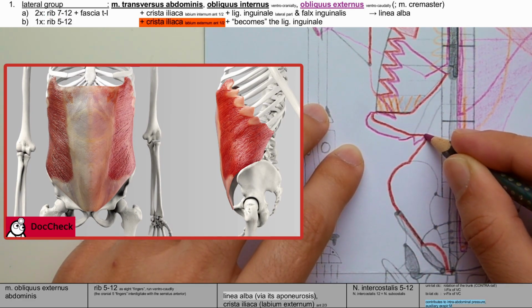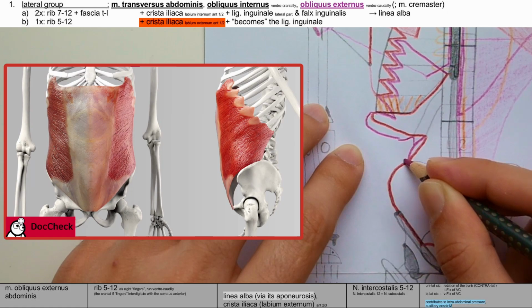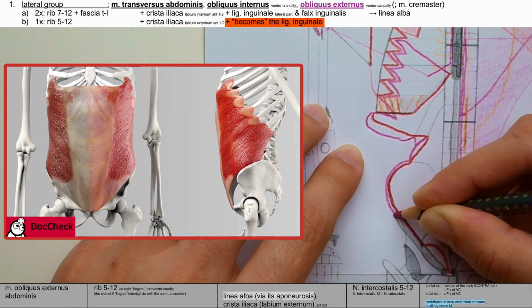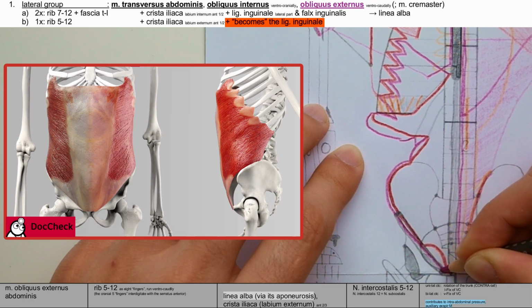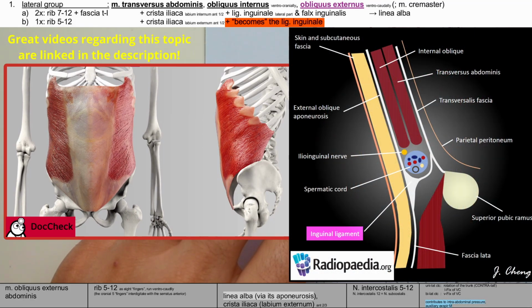Then it goes, without being connected to the fascia thoracolumbalis, to the Crista iliaca. And after that, the musculus obliquus externus becomes the ligamentum inguinale, because the ligamentum inguinale is a thickening of the caudal part of musculus obliquus externus abdominis. It turns inwards, creating a groove in the inner wall.